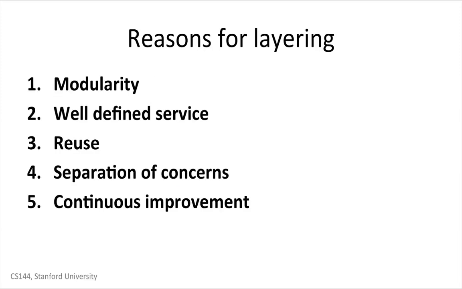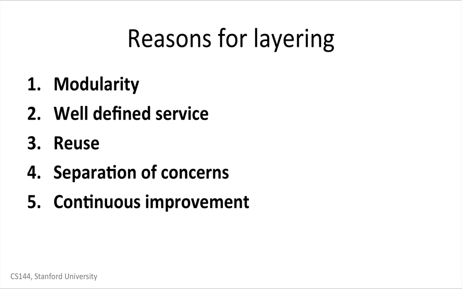So in summary, there are 5 main reasons we use layering in computer systems. First, modularity. It breaks down the system into smaller, more manageable modules. Second, a well-defined service. Each layer provides a well-defined service to the layer above. Third, reuse. A layer above can rely on all the hard work put in by others to implement the layers below. It saves us the time to write each layer whenever we build a new system.